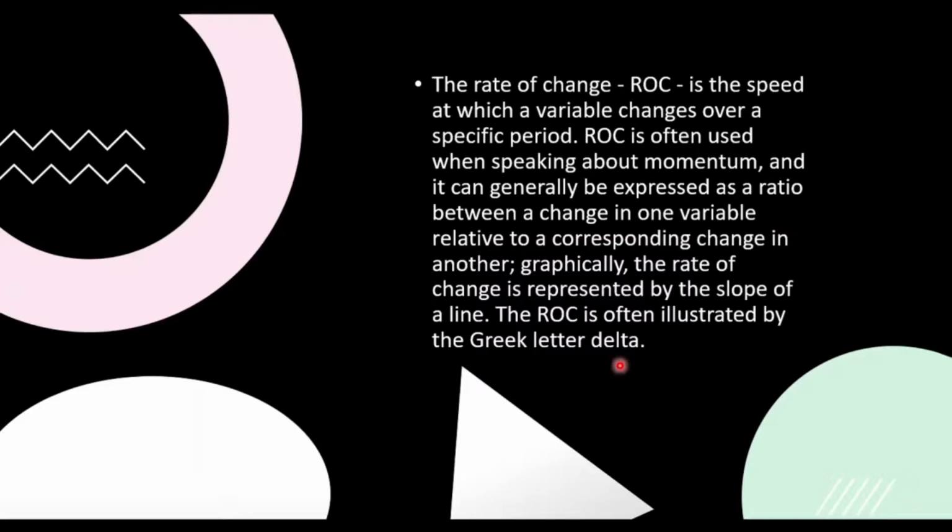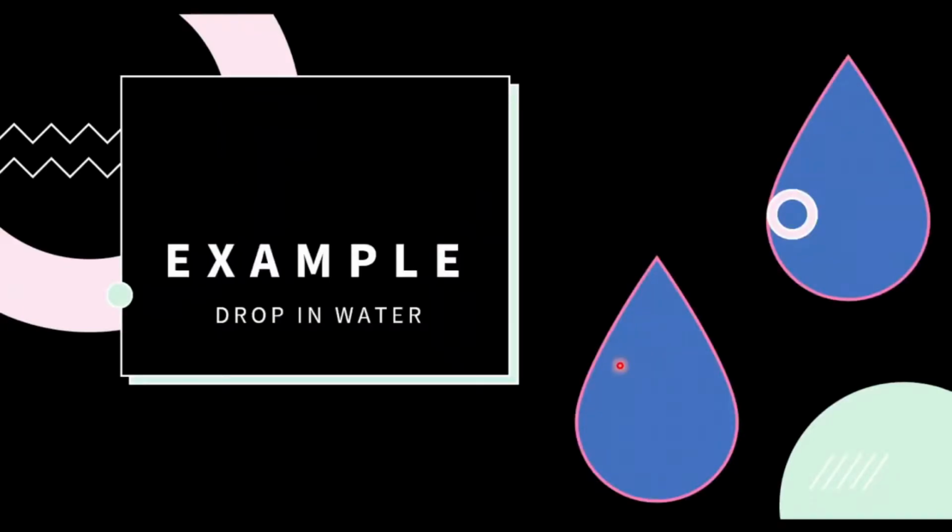Graphically, the rate of change is represented by the slope of a line. The ROC is often illustrated by the Greek letter delta. Okay, that was the technical explanation that was taken from Khan Academy. But now, in order to understand very well what the rate of change is, I have an example.